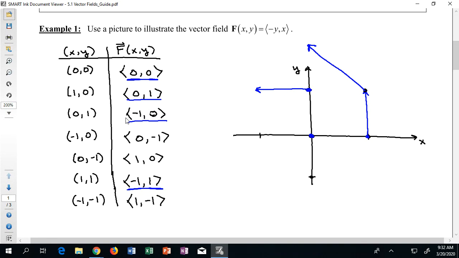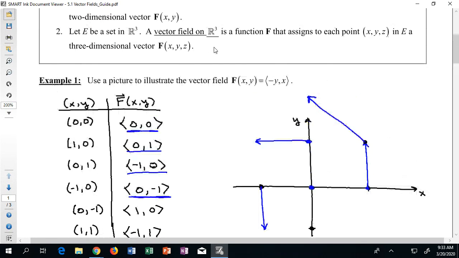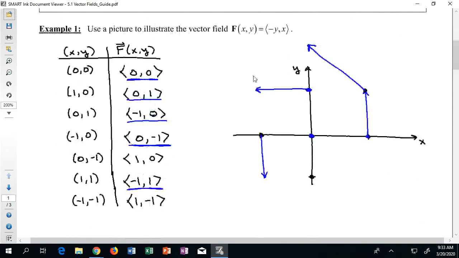Take a look here. I could go to 0, -1, and then the vector that I create should go 0 in the x direction, but down 1 in the y direction. Oh wait, that's the wrong point. -1, 0 would be over here, and then I would go ahead and point down. My apologies. So I can get a whole bunch of different vectors that are all kind of swirling around. And so I can start to get a picture of what this vector field starts to look like.